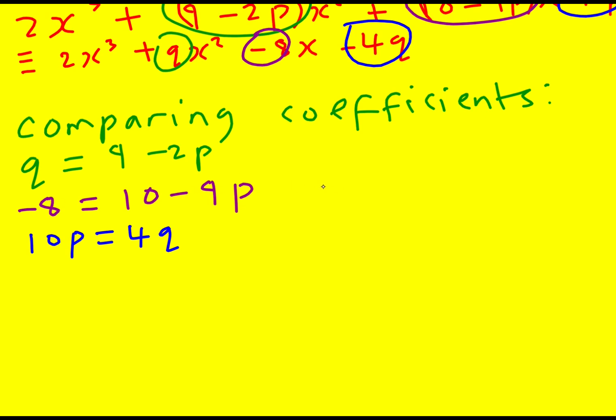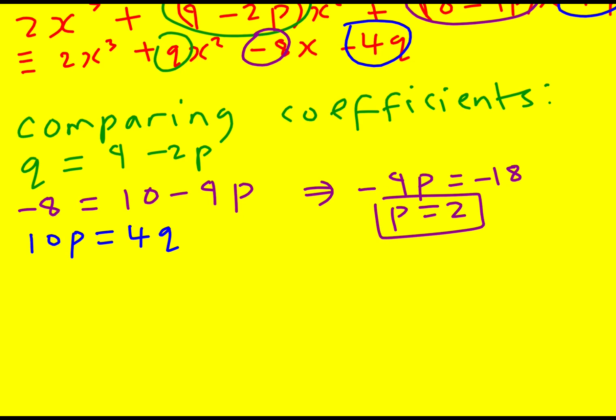Don't need those minuses. Right, now the one that looks the most useful because it just contains one of the unknowns is this one. So I can write down that minus 9p is going to equal minus 18. So p is going to equal 2. And then I can use either of the other ones to get q. So let me use this one. Q is going to be 9 minus 4. It's going to be 5.